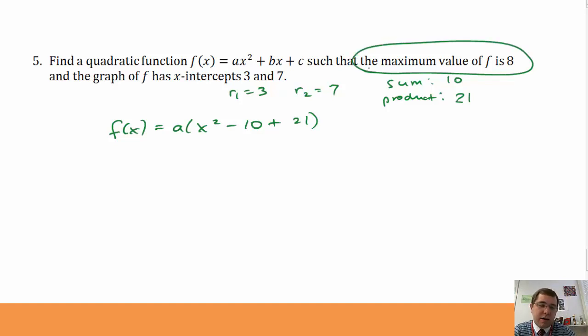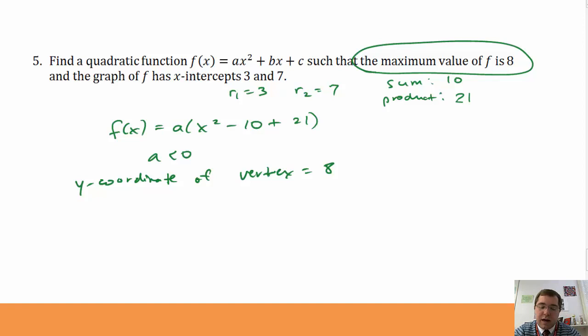I haven't used that yet, so I need to find the specific quadratic function that has a maximum value of 8. Now if it's a maximum value, then my parabola must open down so that it has a maximum at the top where the vertex is. If it opens down, that means a is going to be negative. a has to be less than 0 in order to force it to be down. So I know that. Okay, but now I need to find what the actual value for a is. Now if the maximum value is 8, that means the y-coordinate of the vertex is 8, because that's where the maximum is.